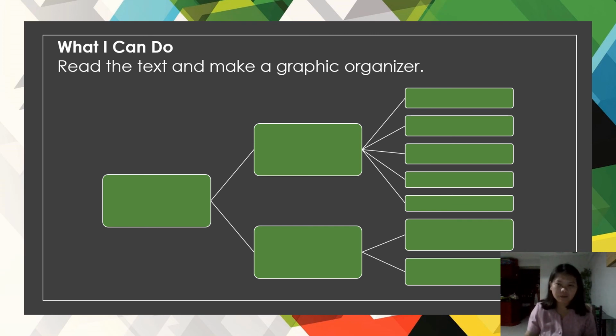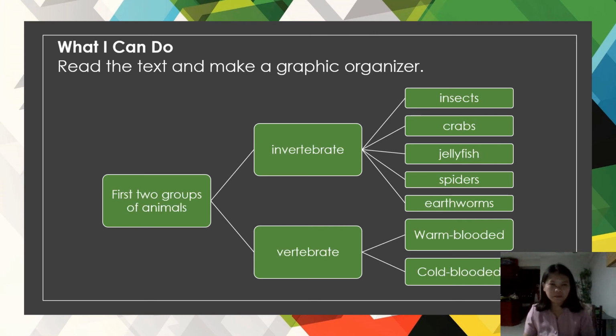Then let me check your answer. The main idea: we have the first two groups of animals, the invertebrate and the vertebrate. And the other boxes here have examples of invertebrates such as insects, crabs, jellyfish, spiders, and earthworms. And vertebrates fall under two categories: warm-blooded and cold-blooded.